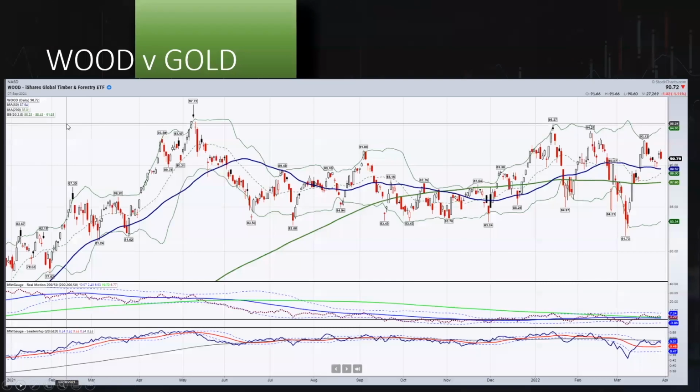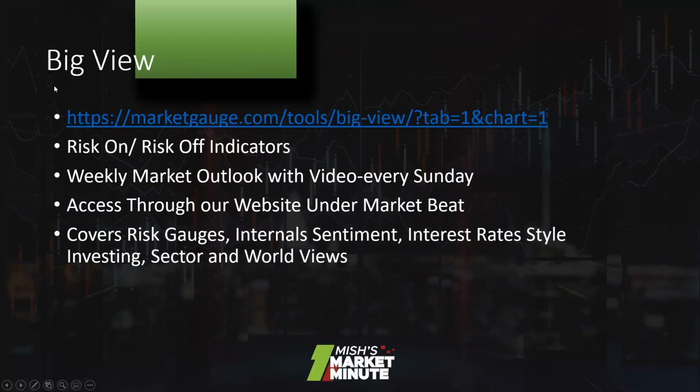So to sum up, I want to show you that on our website, which is MarketGauge.com, if you go to this and click this, you will get to our big view product. That gives you all the risk on, risk off indicators. However, if you don't want to make heads or tails of it, we have a weekly market outlook with a video that comes out every Sunday that is written and produced by Keith Schneider, CEO of MarketGauge, and my other half. And so if you go to MarketGauge.com and you go under Market Beat, you will see his outlook.